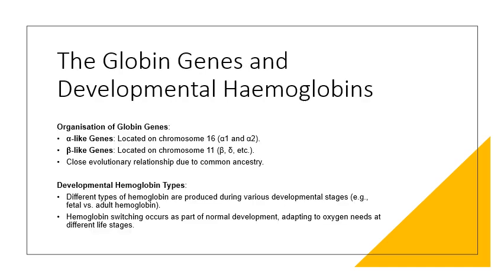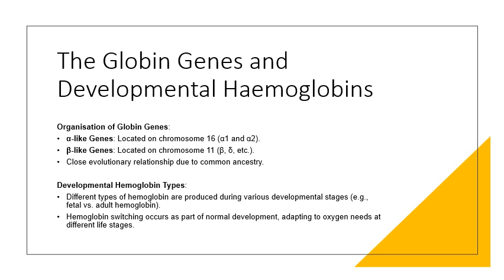The globin genes are organized into two main clusters based on their evolutionary relationship. Alpha-like genes are located on chromosome 16, and this cluster includes alpha-1 and alpha-2 genes. The beta-like genes are found on chromosome 11, and this cluster includes the beta and gamma and other related genes.